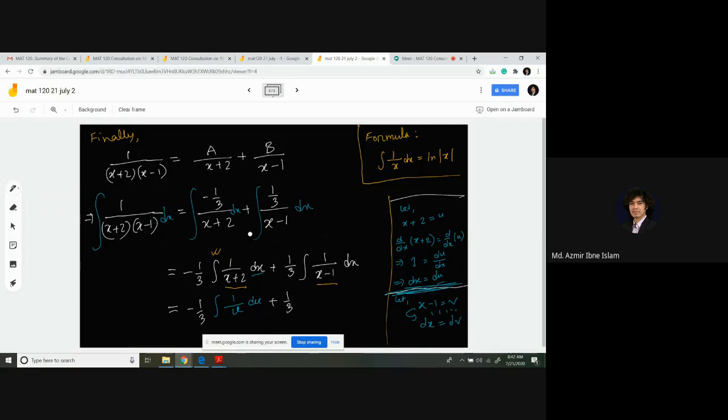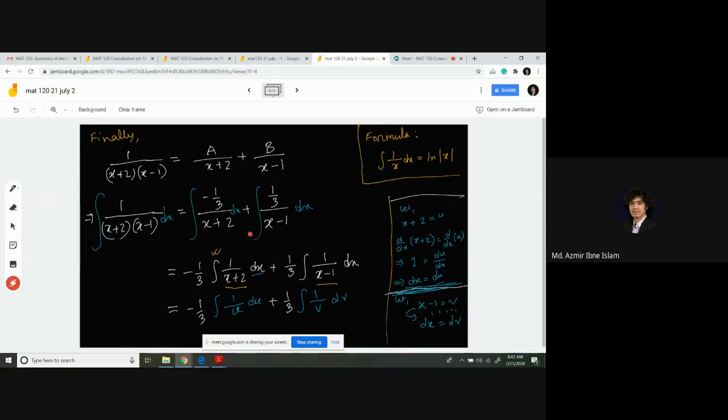Plus 1 over 3. Now integration of 1 over, so what have you considered for x minus 1? x minus 1 is considered to be v, and dx is found to be dv. So finally, now it is going with the direct formulas.